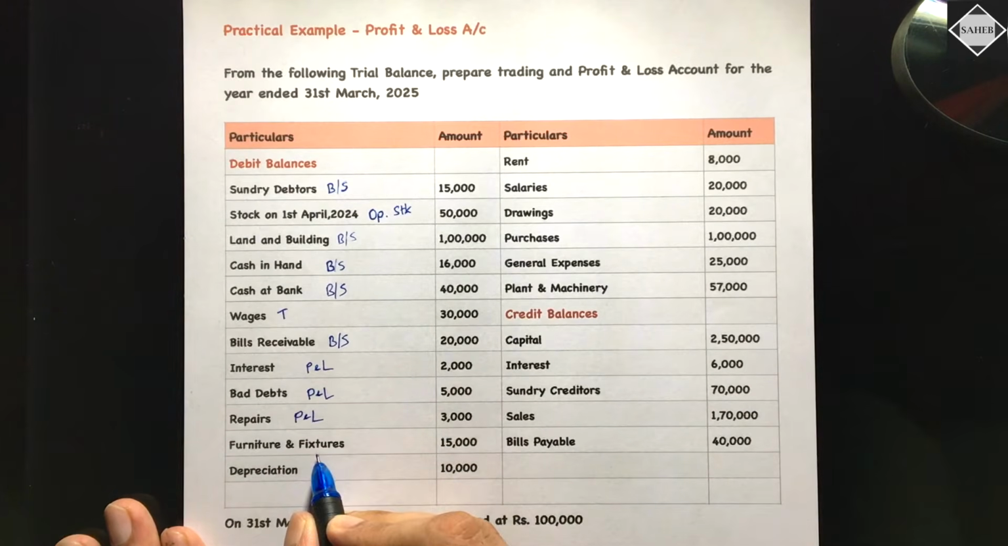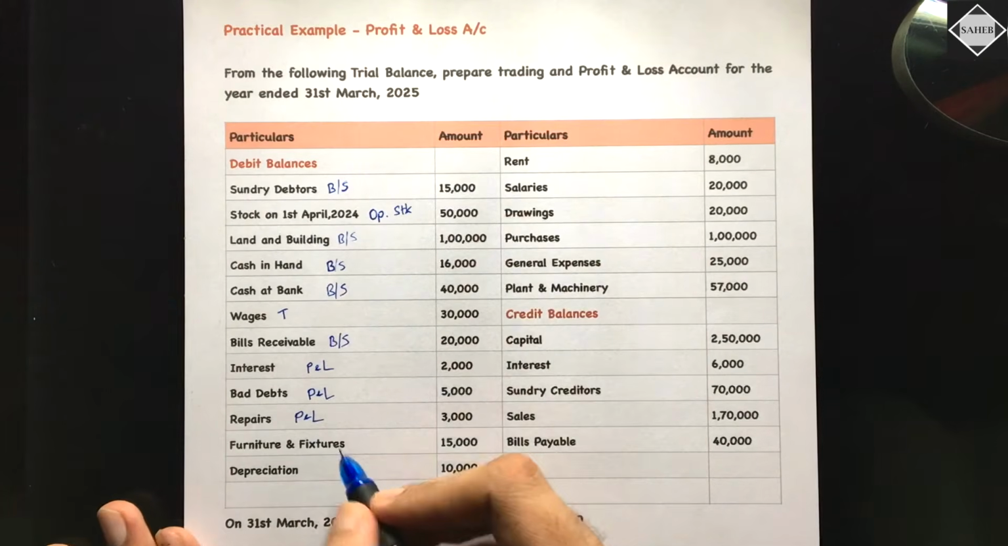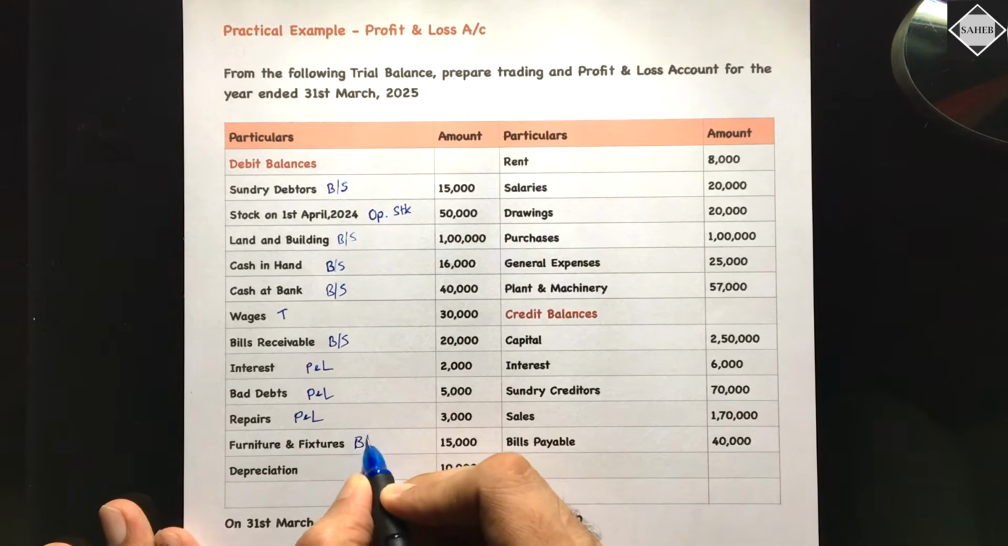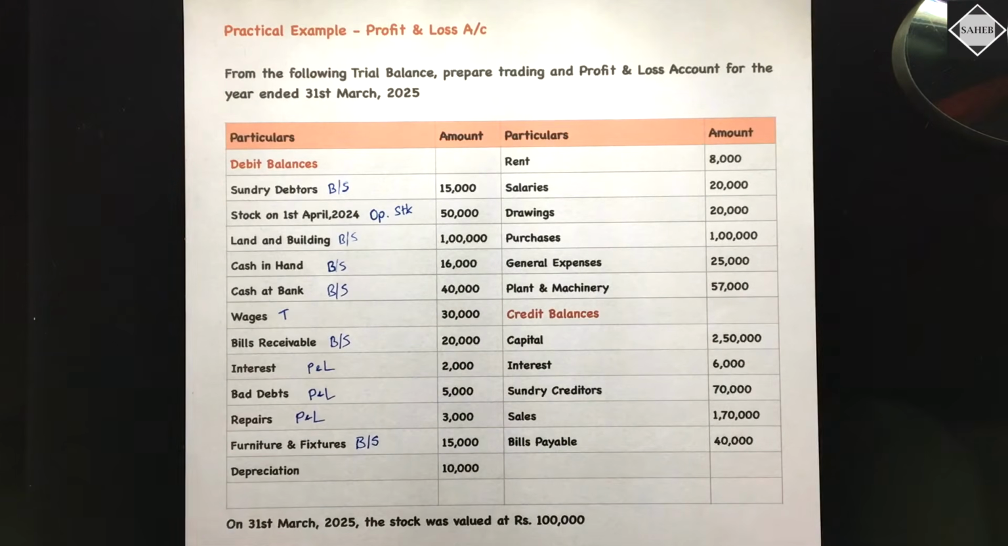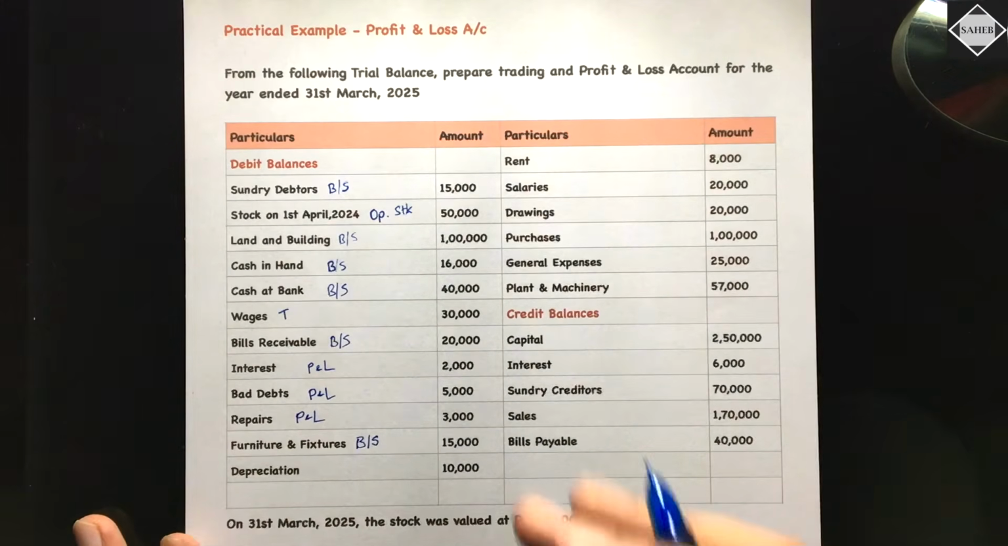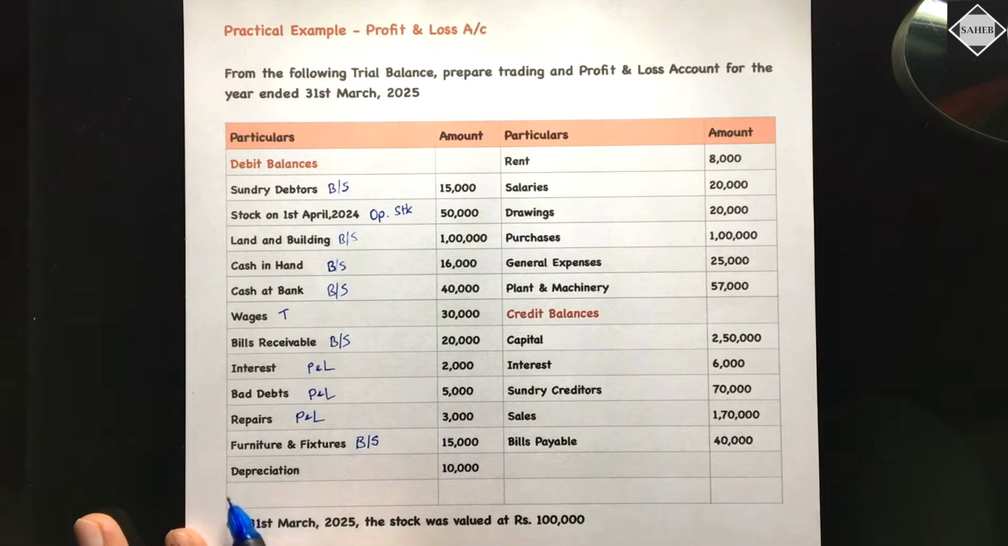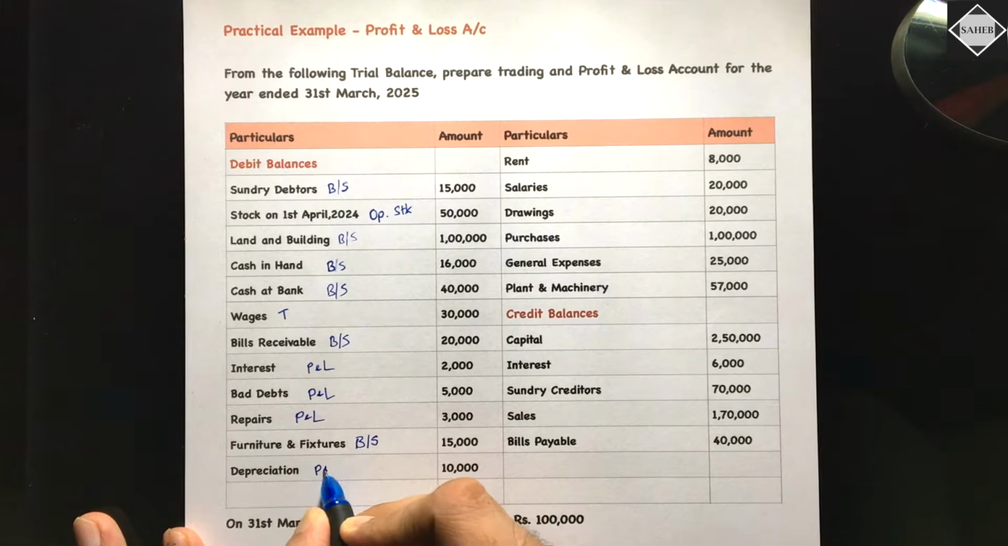And then furniture and fixtures. Is this an expense? Furniture is an asset, right? So this will go in the balance sheet. But we are not preparing the balance sheet right now, because we have not learned that. So forget about the balance sheet. We'll do only trading and P&L account. And then depreciation. Depreciation is also an indirect expense. It will go in P&L.